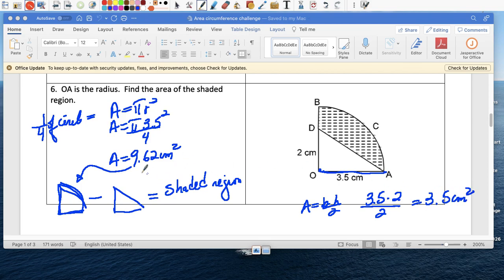So now I can subtract 9.62 minus 3.5, and the shaded region is 6.12 centimeters squared. That's the area of the shaded region.